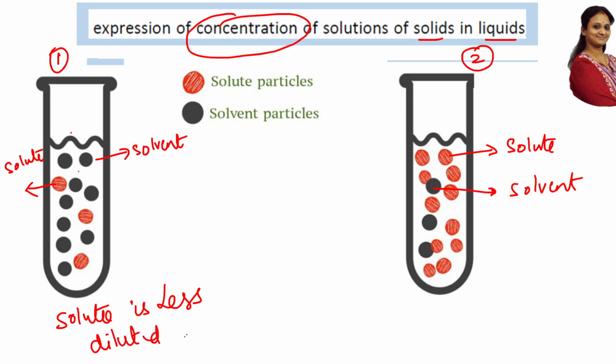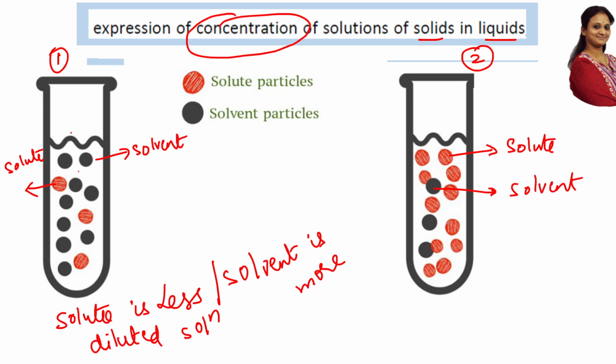In nature, do we find such solutions? No, we are mixing everything: sugar solution, salt solution, water, bleaching powder, adding more solute. So in nature, we don't mostly find such dilute solutions. So we have to understand what actually is meant by concentration.